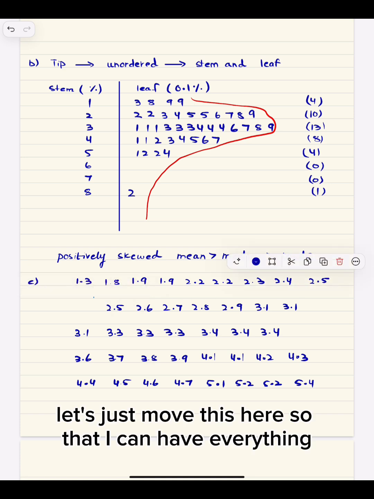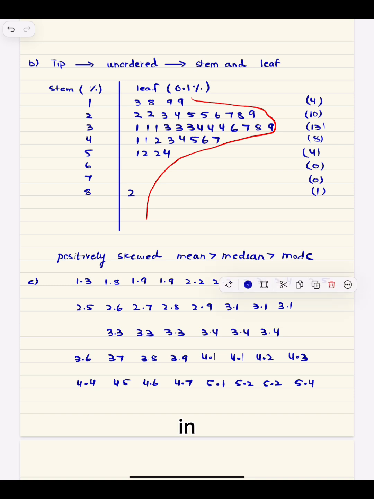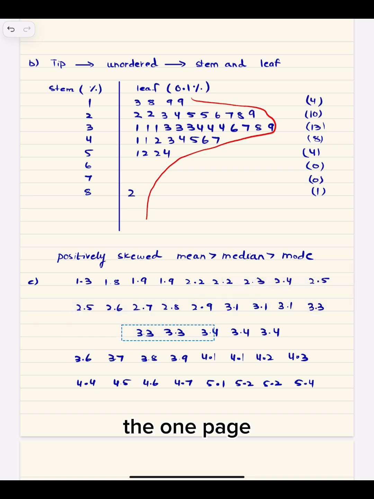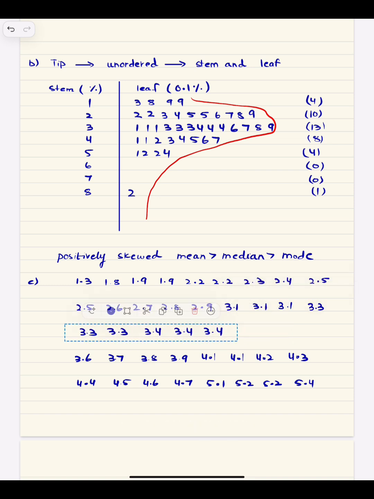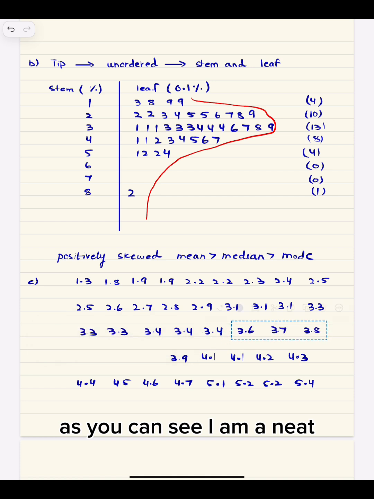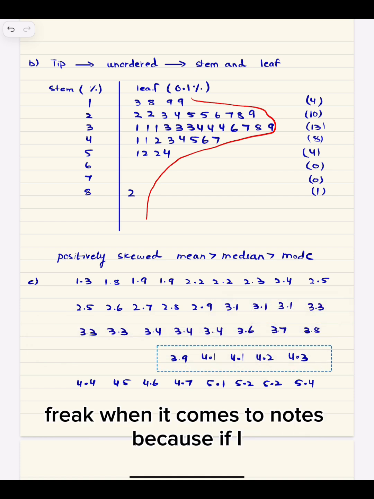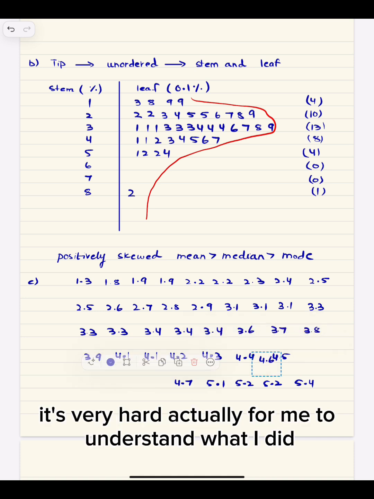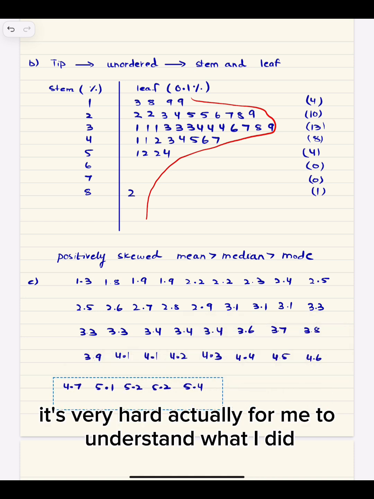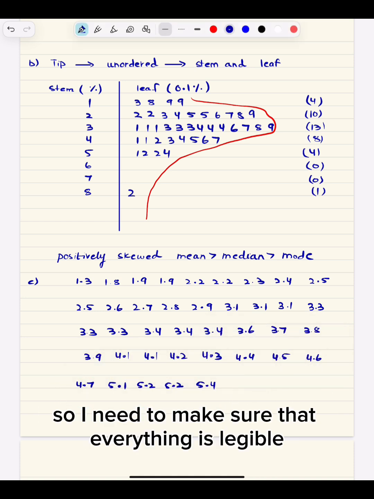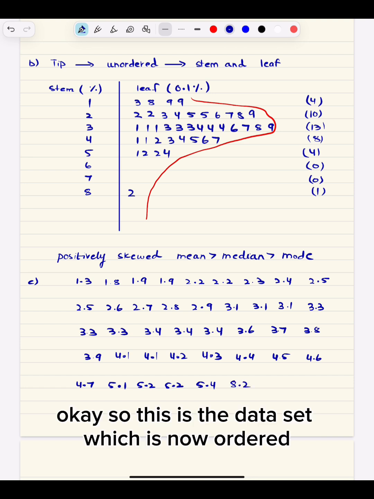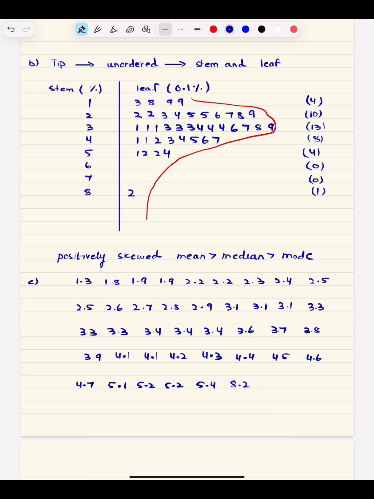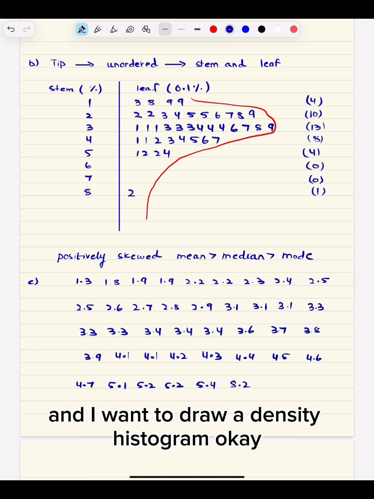Let's just move this here so that I can have everything on one page. As you can see, I am a neat freak when it comes to notes, because if I make things messy, it's very hard for me to understand what I did. So I need to make sure that everything is legible. Okay, so this is the data set which is now ordered, and I want to draw a density histogram.